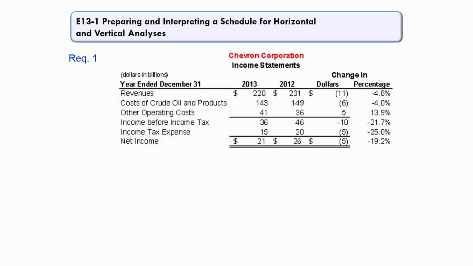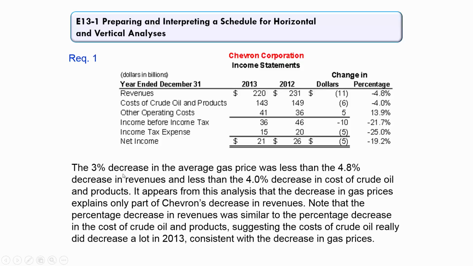When we do our first requirement, which is our horizontal analysis, we find that our revenues did go down 4.8%. The 3% decrease in average gas price was less than the 4.8% decrease in revenues and less than the 4% decrease in the cost of crude oil and products. Therefore, it appears from this analysis the decrease in gas price explains only part of the decrease in revenues. They're combining this information with other information they know, and they're coming to the conclusion that since the financial statements show a greater decline than can be explained by the price decline, then it really suggests that something else is going on.